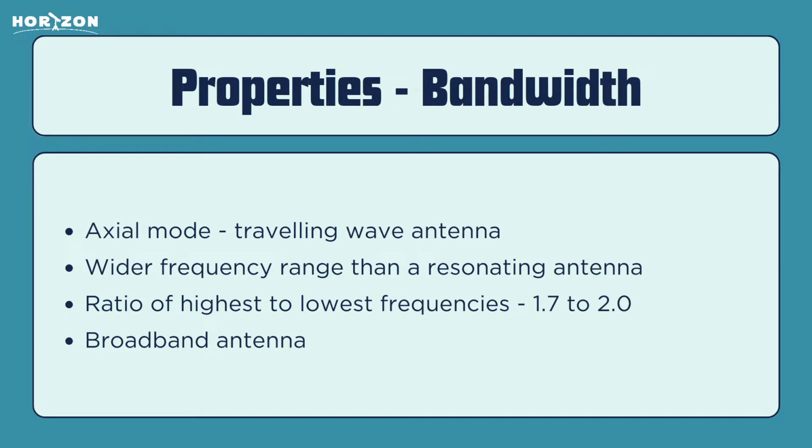Taking a look at the bandwidth of the antenna, the axial mode helical antenna operates as a traveling wave antenna. This means that, unlike a resonating dipole, the current distribution in the antenna is not a standing wave. The ratio of the highest to the lowest frequency of an axial mode helical antenna can be of the order of 1.7 to 2, making it a broadband antenna.